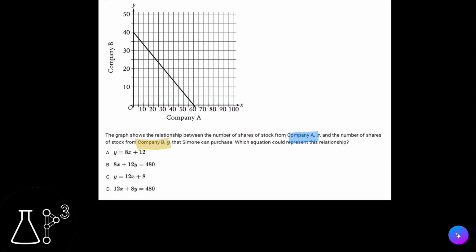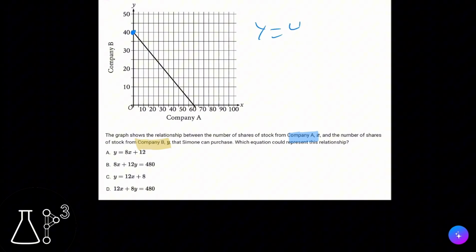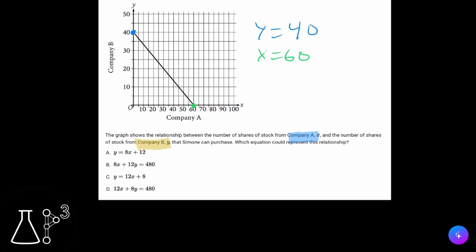So I want to analyze my x-intercept and y-intercept. Remember, the x-intercept is when y equals 0, and the y-intercept is when x equals 0. If I look at my y-intercept, I see it equals 40, so y equals 40. My x-intercept is x equals 60. So I want to figure out which equation gives me 60 when I plug in 0 for y, and 40 when I plug in 0 for x.